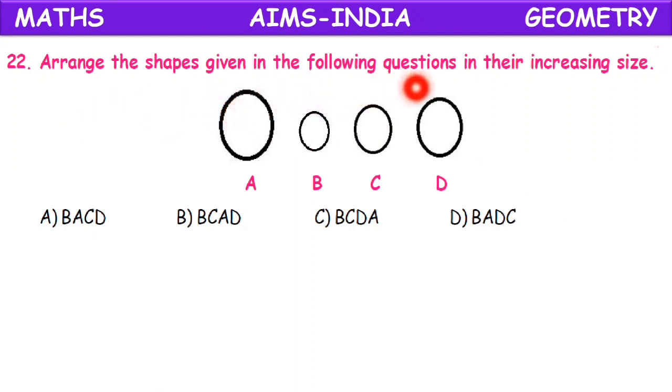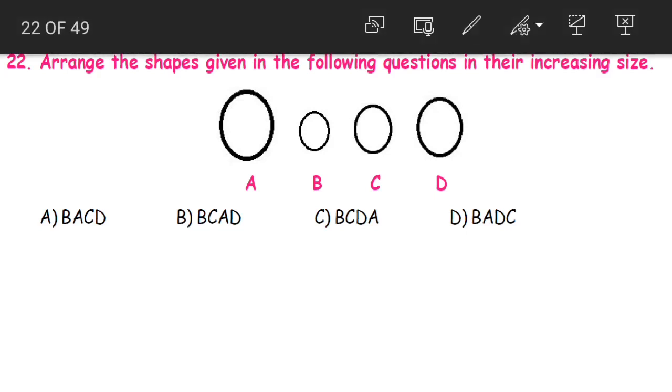Arrange the shapes given in the following questions in their increasing size. Now this is very easy, right children? By just looking at the circles given, we can say how to arrange. We have to arrange them in increasing size. That means the first one should be the smallest circle. Which is the smallest? B.